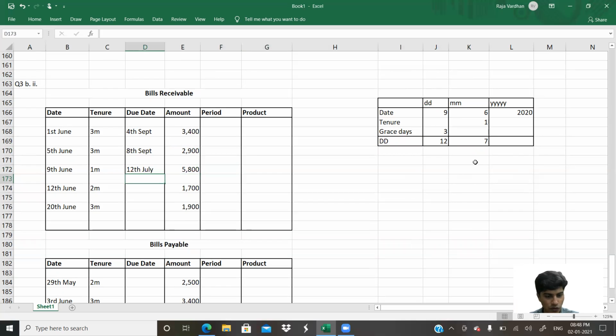Next, 12th of June, 2 months. Date is 12th of June. How many months? 2, no, sorry. Grace days are 3 only. Months is 2 months. 6 plus 2 gives us 8. 12 plus 3 gives us 15.